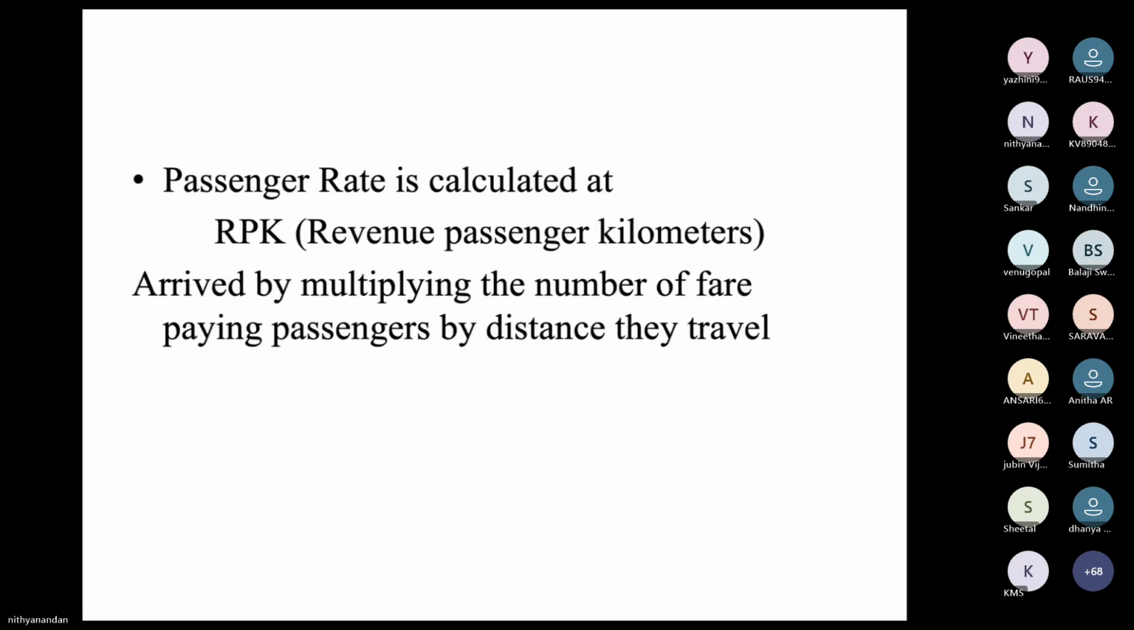Passenger rate. The abbreviation you can remember is RPK, revenue passenger kilometers, arrived at by multiplying the number of fare paying passengers by the distance they travel. Suppose 100 passengers are traveling in an aircraft who are paying the fare and they are flying for 1000 kilometers, then 100 into 1000. So 1 lakh RPK. RPK means revenue earning passenger kilometers.